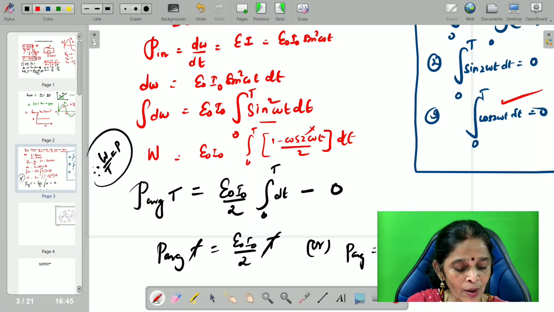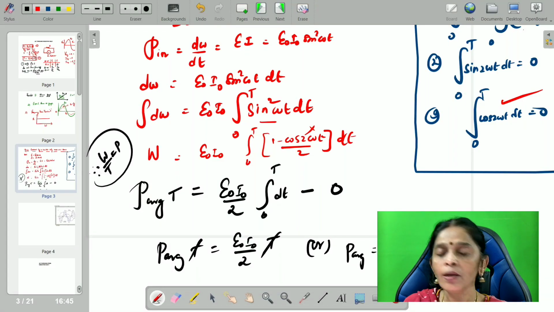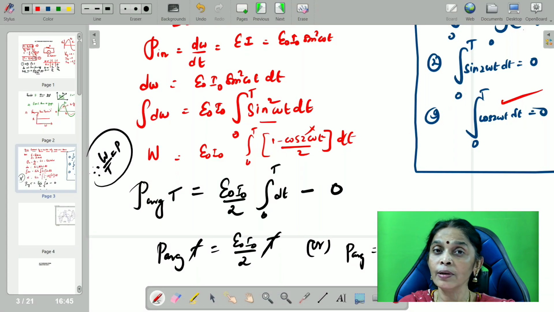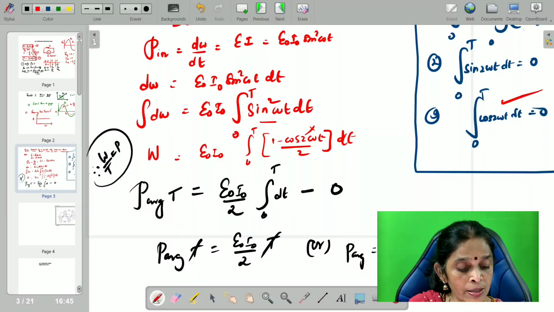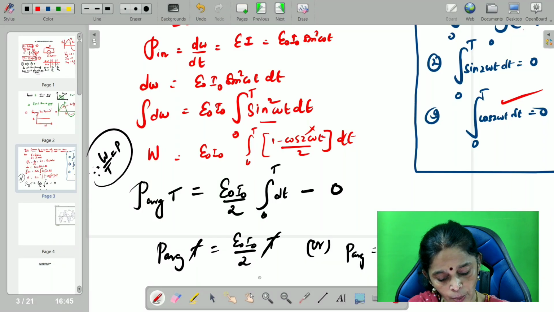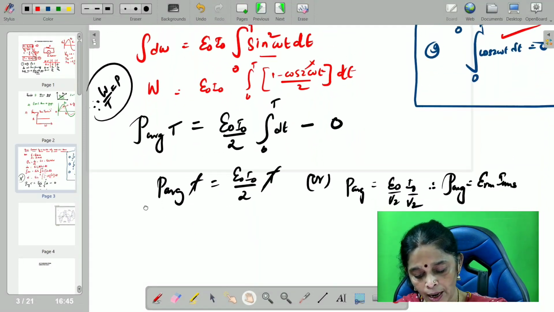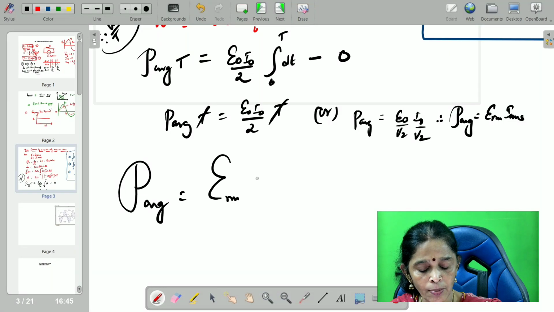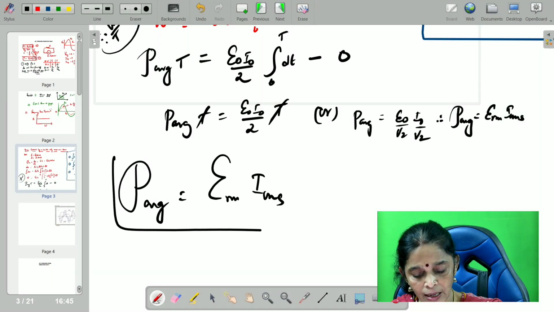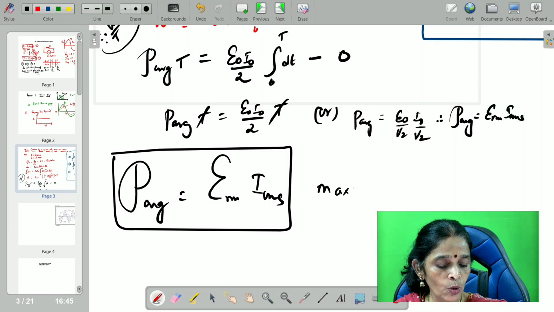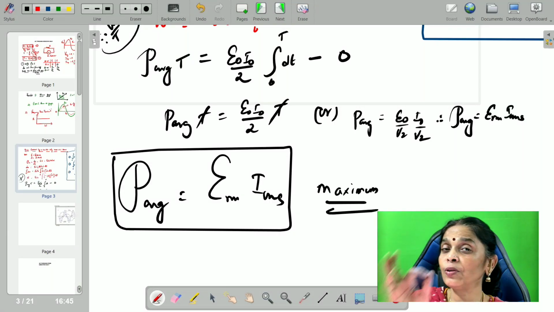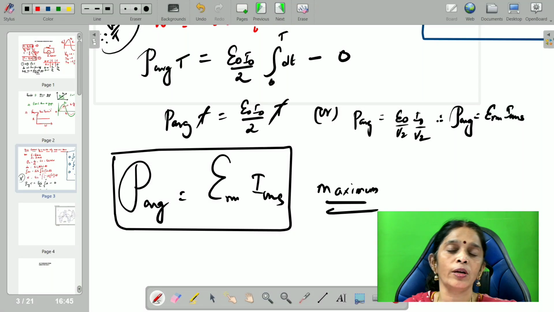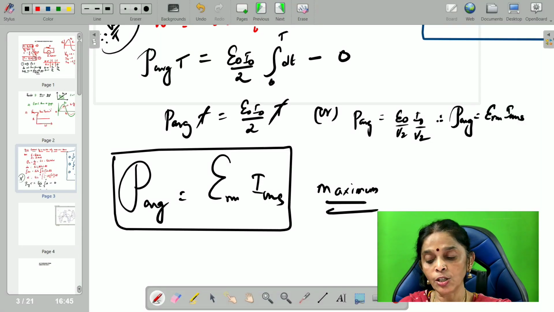Root 2 into root 2. So E naught by root 2 into I naught by root 2. Can you tell me what is E naught by root 2? Yes, that is correct, E RMS. So therefore the average power consumed will be equal to E RMS into I RMS. I have put a box for the same thing. The average power through a resistor is E RMS into I RMS. So hope you understand that. Average power consumed by a resistor only is E RMS into I RMS. Okay, got it?